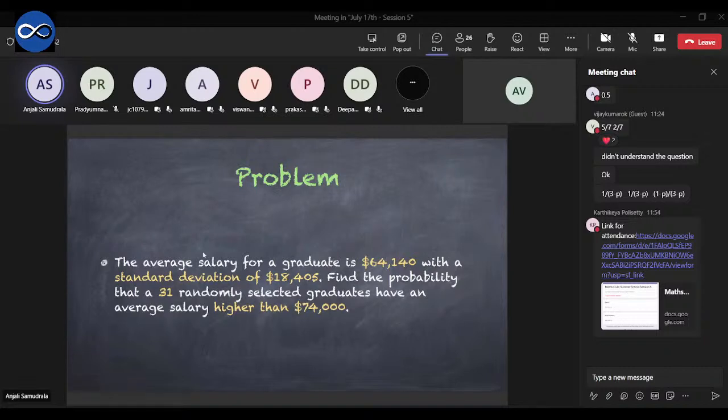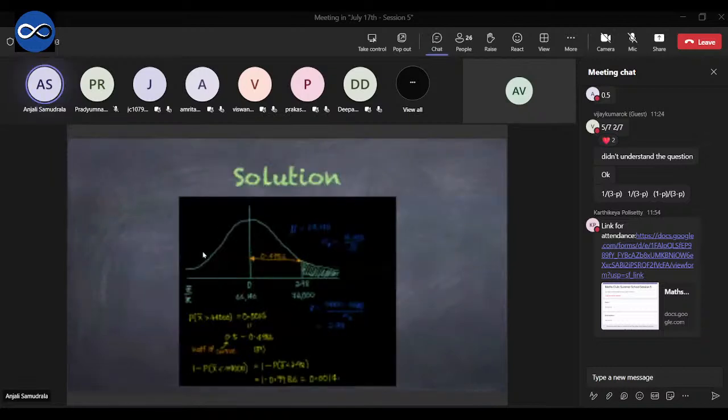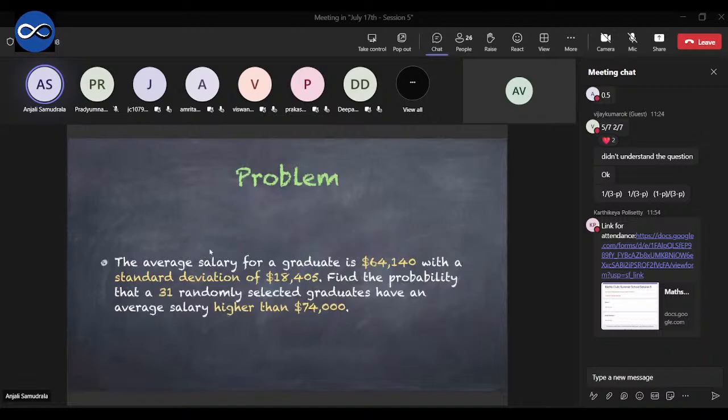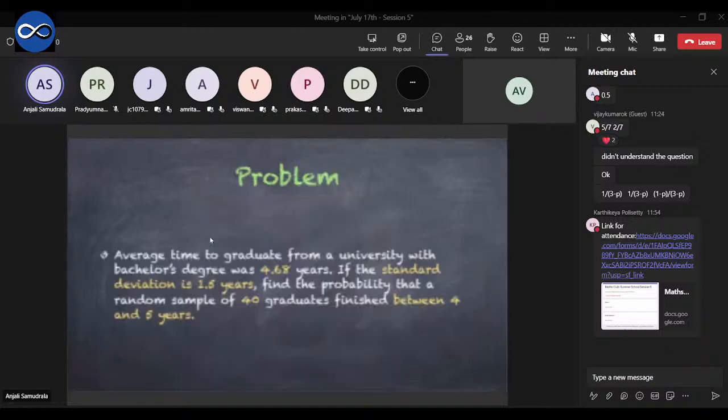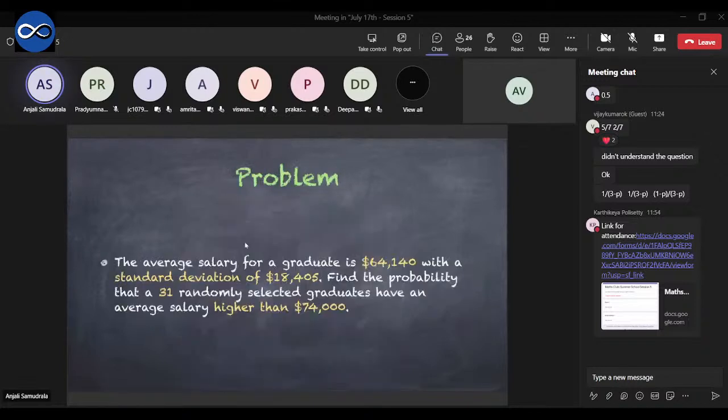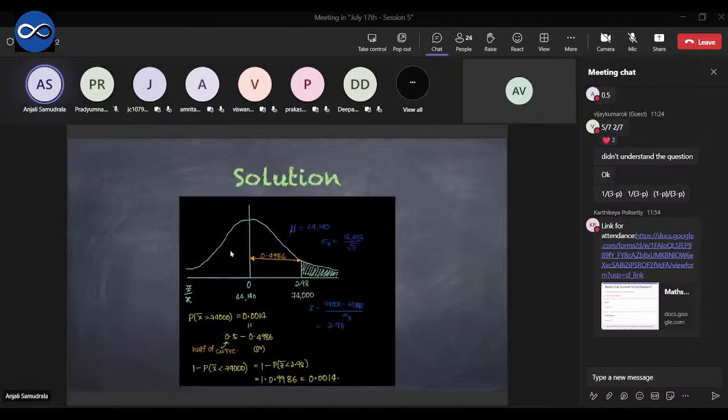Since here the n value is 31, it is greater than 30, and it is considered to be large. We follow the same procedure. So the given mean is 64,000. We plot that here, and we were asked to calculate for an average salary higher than 74,000. So we need this shaded part.